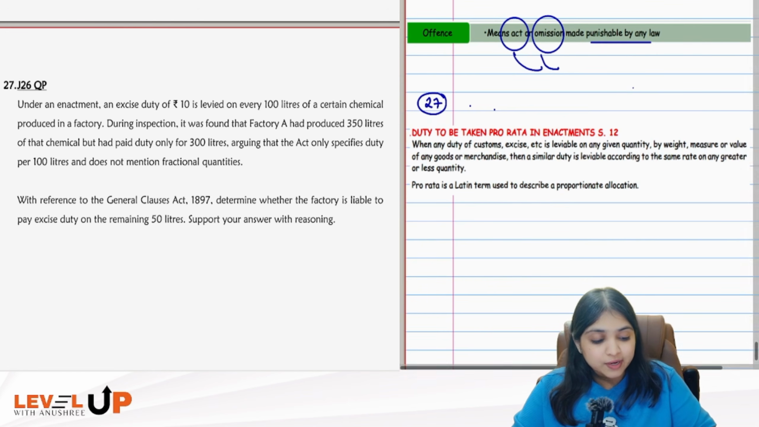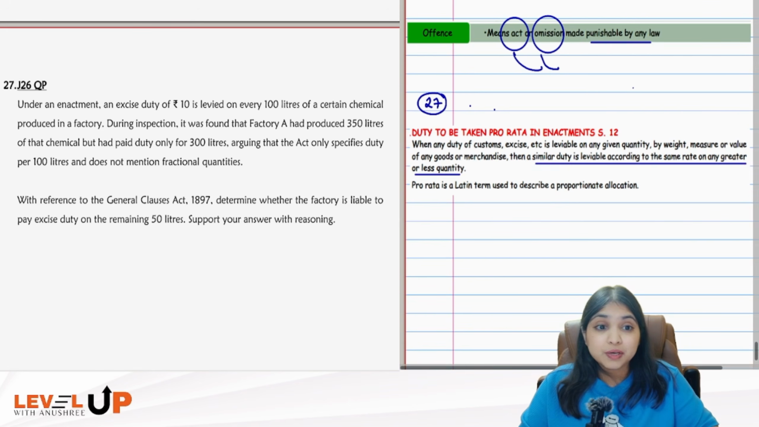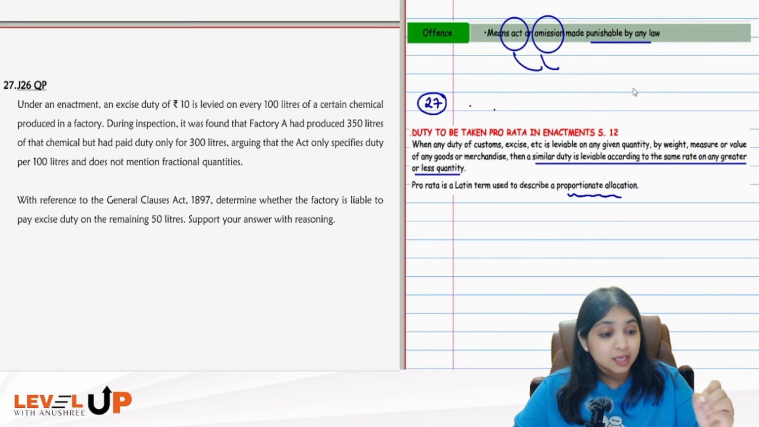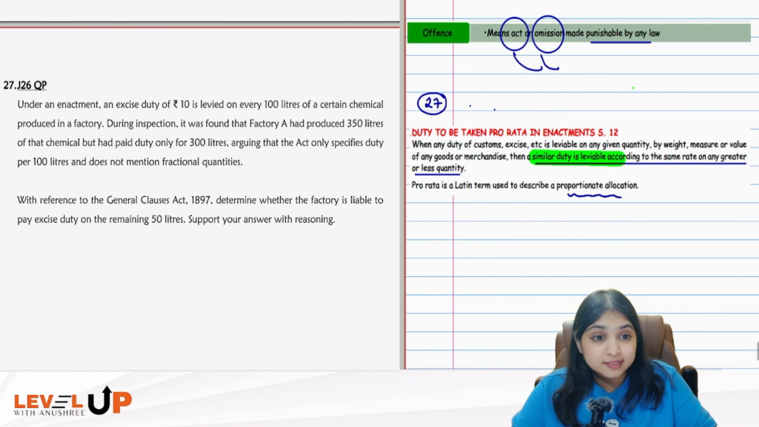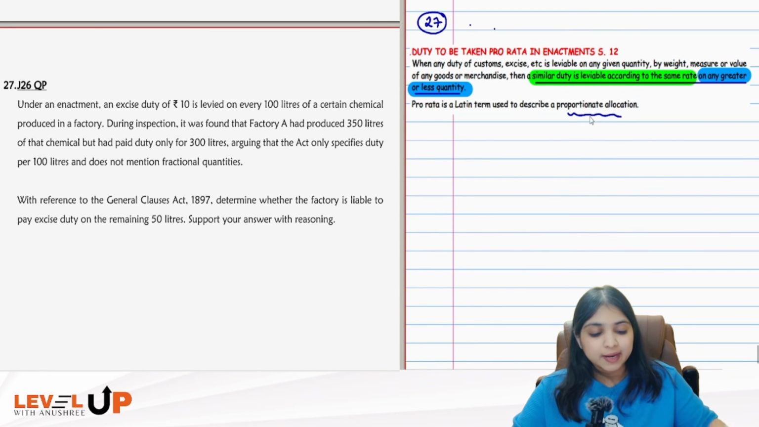When any duty of customs, excise, etc. is leviable on any quantity, weight, measure or value of any goods or merchandise, then a similar duty is leviable according to the same rate on any greater or less quantity. Understanding? In simple words, whenever duty has to be calculated, it always has to be calculated on a proportionate basis. Pro rata is a Latin term used to describe proportionate allocation. The key point over here is similar duty is leviable according to the same rate on any greater or less quantity. Okay, keep this in your mind and come to the question.